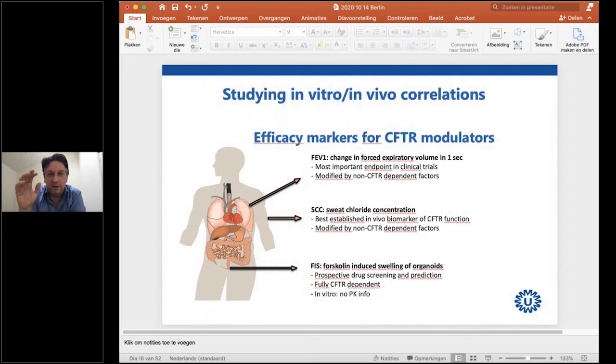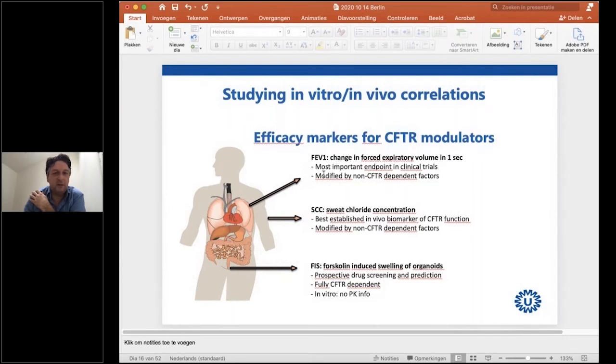And I'll just briefly, we looked at correlations between two of the most important, I think, clinical or efficacy markers for CFTR modulators in clinical studies. So this is FEV1, which you use as a surrogate to measure pulmonary function. And we also looked at sweat chloride concentration. So this is the best established in vivo biomarker of CFTR function. And both these markers are very helpful, I think, in classical group-based studies.